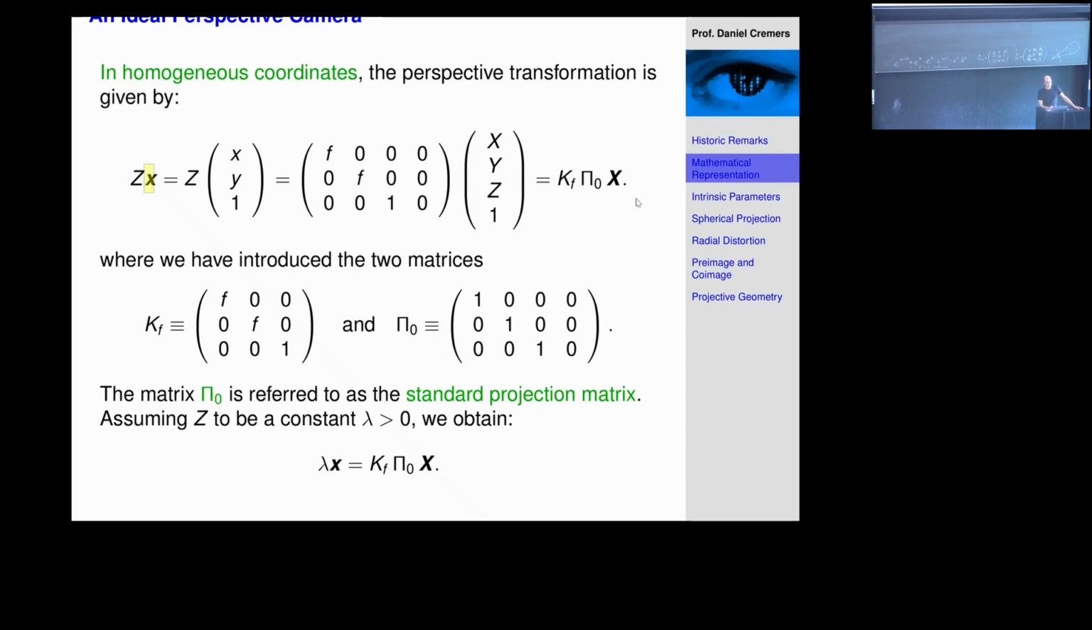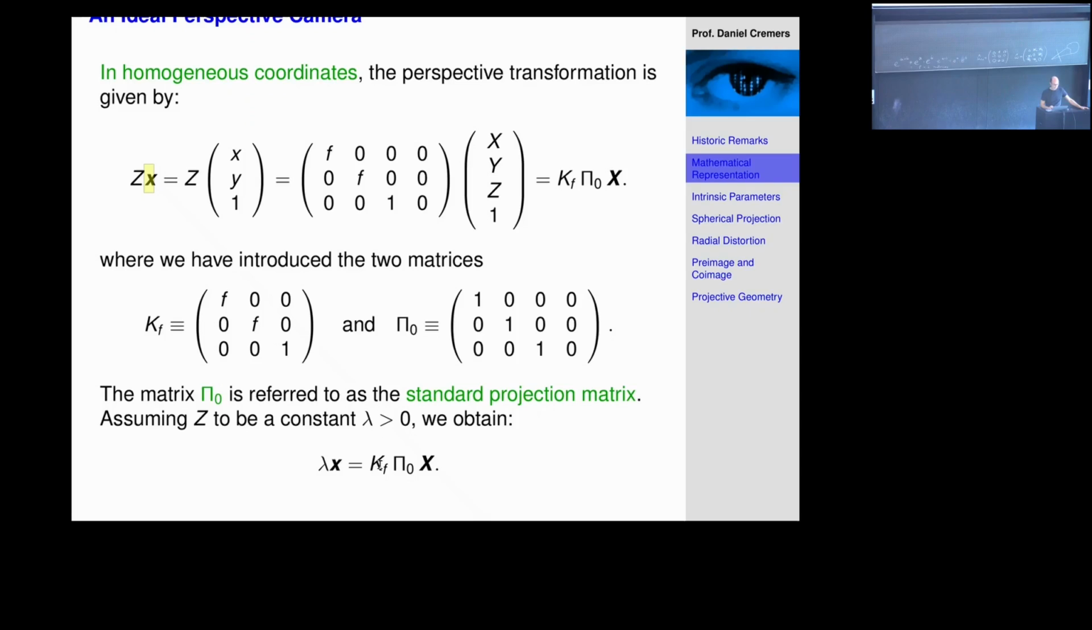We'll see what the purpose of that is in a bit. But now we can separate the different aspects. One is what's called the standard perspective projection. This is this matrix pi 0. It's a matrix which is basically a unit matrix, and then the last component is killed by it. So it maps the 4D vector xyz1 to a 3D vector xyz. It's called the standard perspective projection. And then this matrix Kf, this is a rescaling of the x and y coordinates with the focal length.